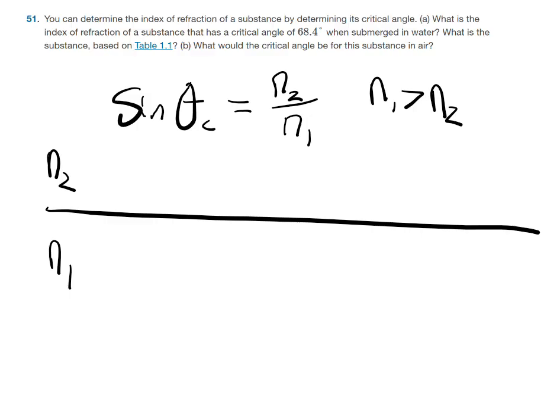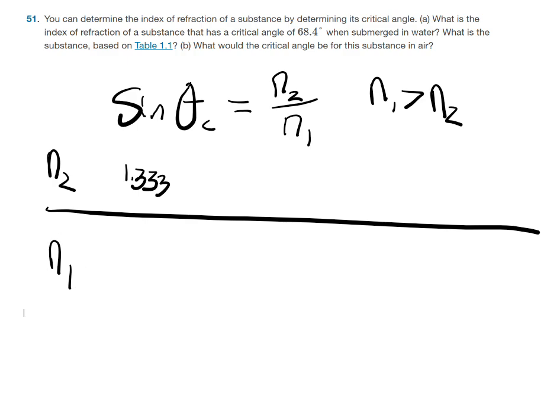So what we're being told right now is that the index we're looking at is submerged in water, which means that this index right here above must be water, so it must be 1.333 from our table. And we're solving for n1. We don't know what this substance is.